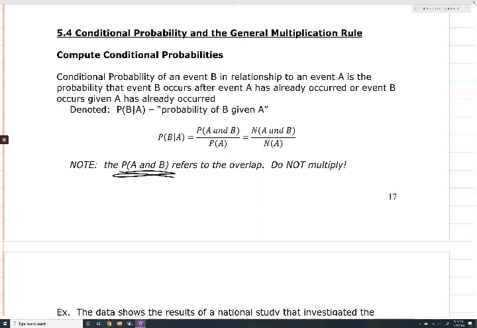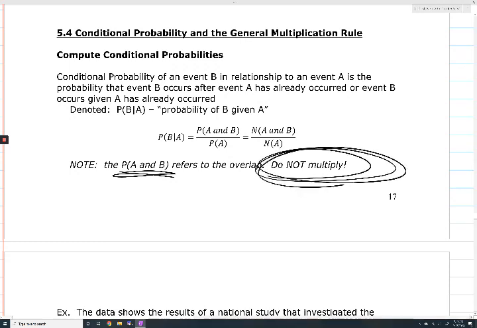And if the probability in A and B don't overlap, you cannot multiply. So you have to be very careful when we're talking about conditional probabilities. The A and B refers to the overlap of the two events. You do not multiply those two things together. We can only multiply those two things together if they're not related to each other. And in this entire section, we're claiming that they are related to each other. And so we can't multiply. So remember this, do not multiply. We're referring to the overlap of things. So be careful with that.